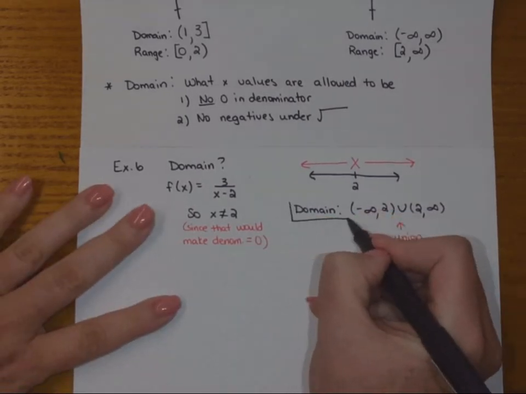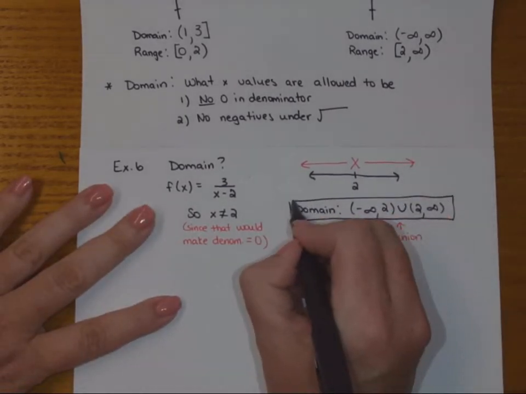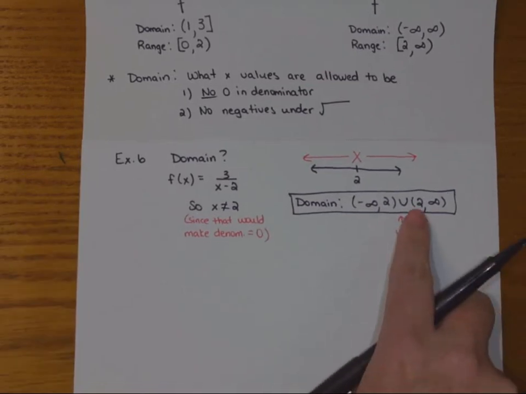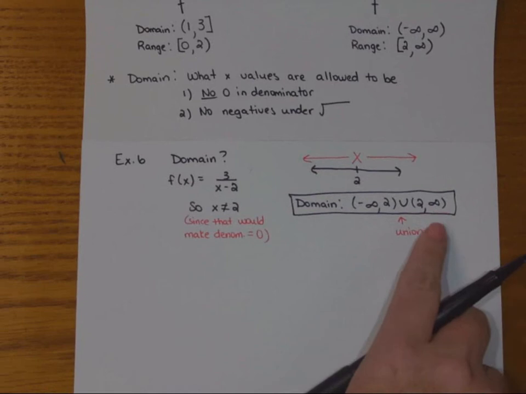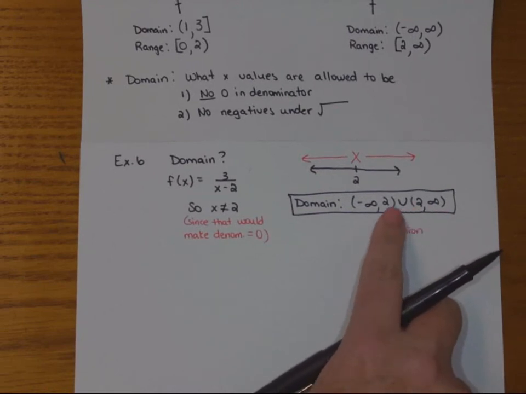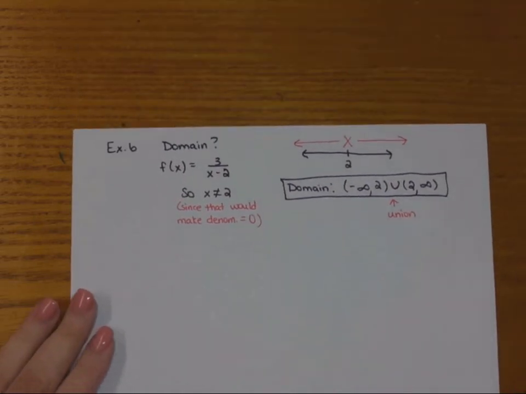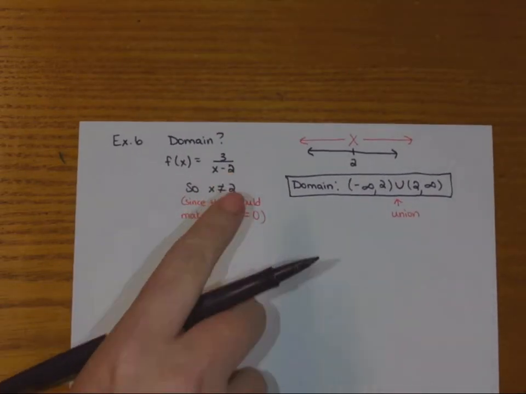So the answer for what x is allowed to be is anything from -infinity to 2, not including 2, and then anything not including 2 to infinity. In other words, it's really important that you use parentheses here because we're trying to make sure 2 is not included. It's the only off-limits value for x with this equation right here.